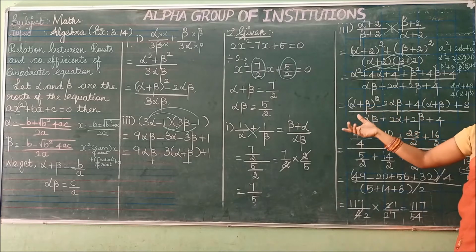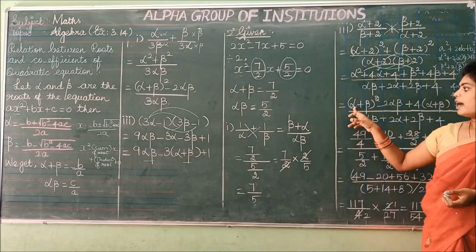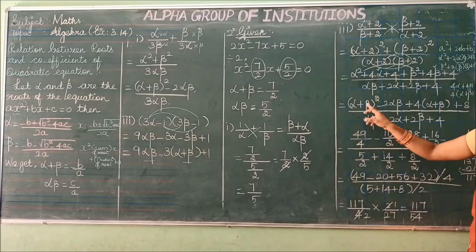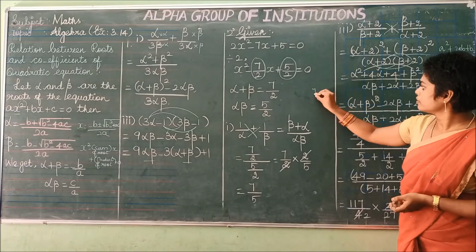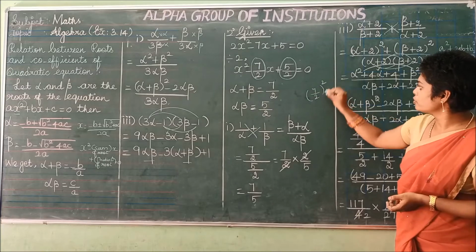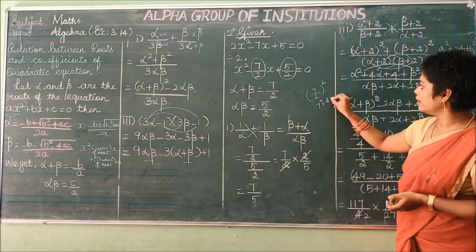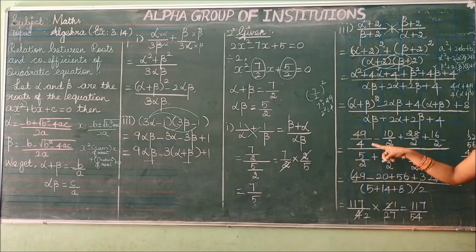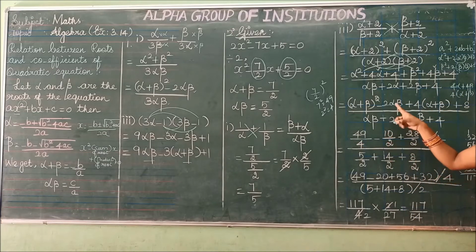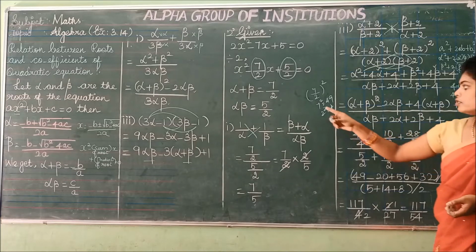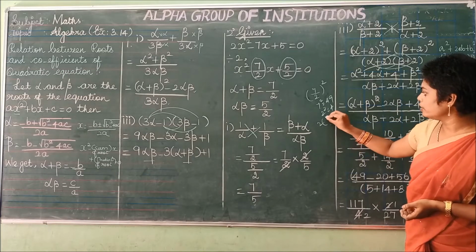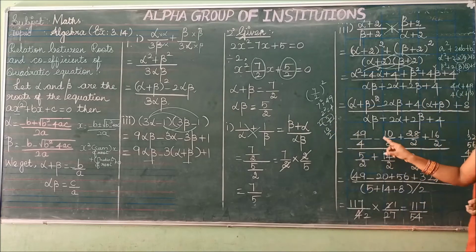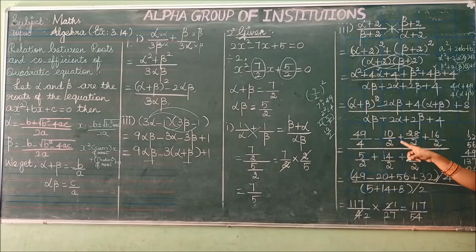Then apply the value. We already found the value for alpha plus beta. Here alpha plus beta is 7 by 2, so 7 by 2 squared. 7 squared is 49, 2 squared is 4. So you can apply that value: 49 divided by 4 minus 2 into alpha beta. 2 into alpha beta means 2 into 5 by 2. 2 fives are 10, 10 divided by 2. Here the sign is minus, so minus 10 by 2.